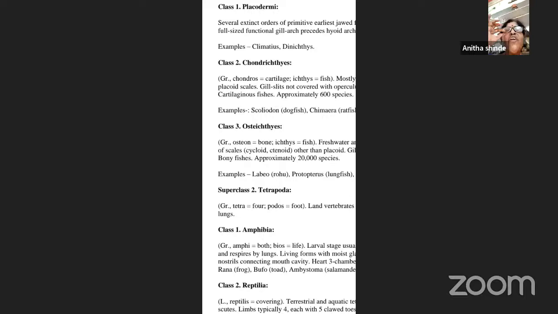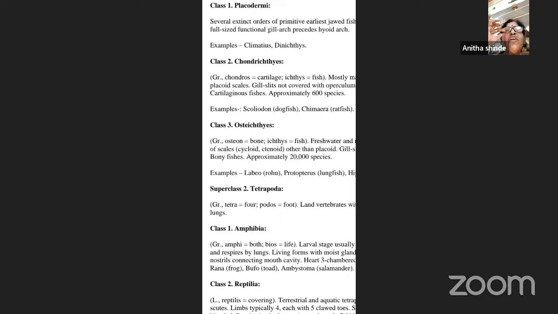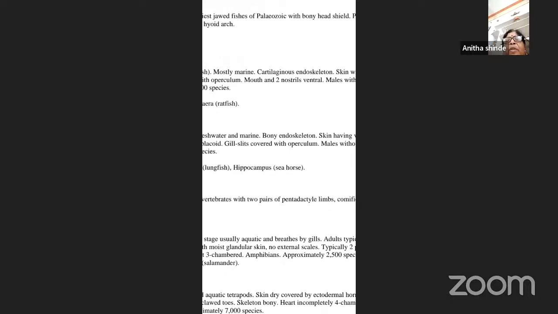Now coming to class 3, that is Osteichthyes. Osteon means bone, ichthys means fish. So that is why Osteichthyes are called bony fishes. They are freshwater and marine, with a bony endoskeleton. Since they consist of a bony endoskeleton, they are called bony fishes. The skin has various types of scales, maybe cycloid or ctenoid, other than placoid.